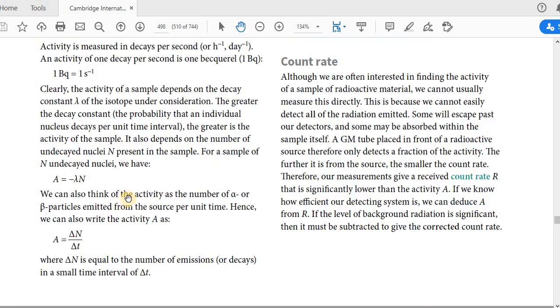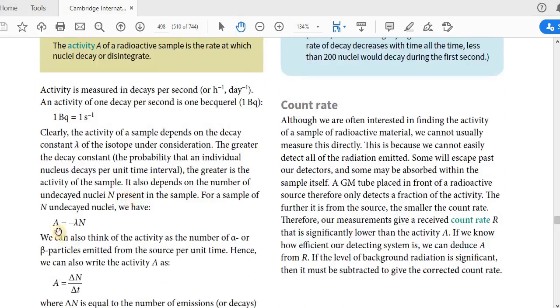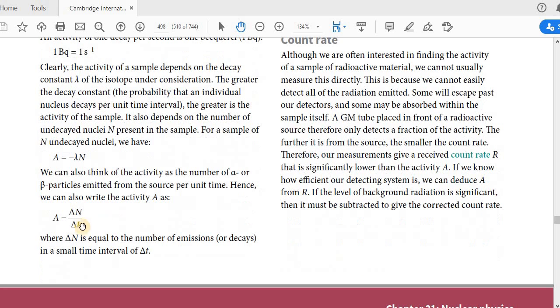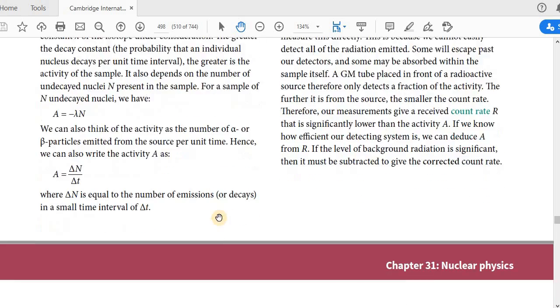Then we also know the activity is proportional to the number of nuclei. So with that we can write A is proportional to N, and that constant is the decay constant. So then we write this. Activity is also equal to delta N divided by delta t, because that is what activity is, right? So you have seen this. Now we will see the details after.